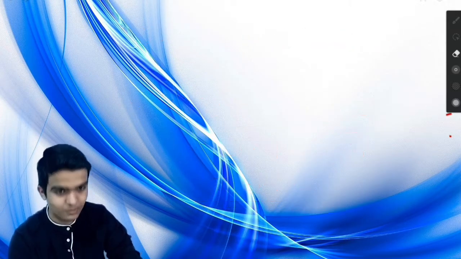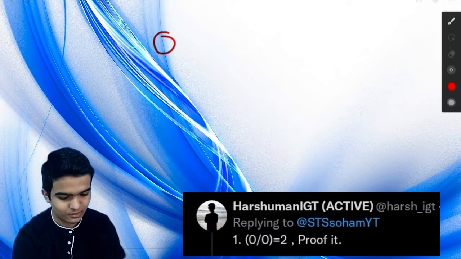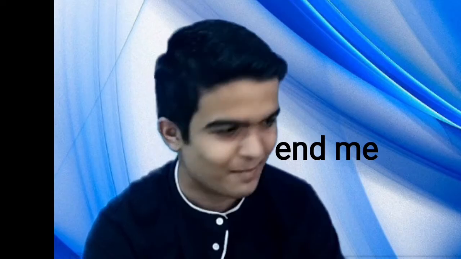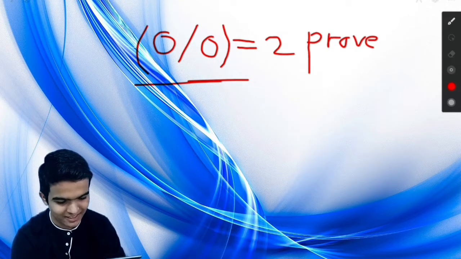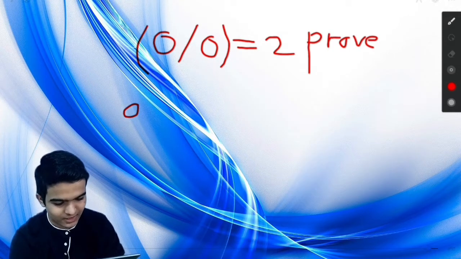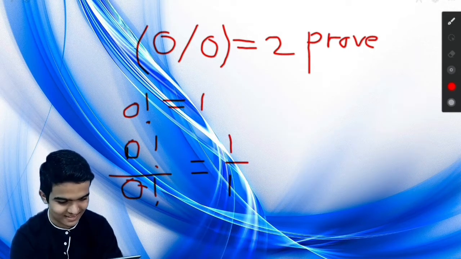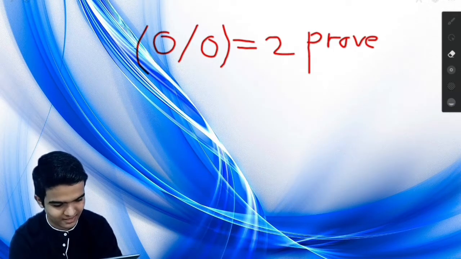So the next question is, we have to prove that 0 divided by 0 is equal to 2. How to prove this? What kind of question is this? First of all, let me check. 0 factorial is 1, I guess, so let's do it like this: 0 factorial divided by 0 factorial, which is 1 upon 1. Well, like this I guess. No, it's not working, I guess. I shall try something else.